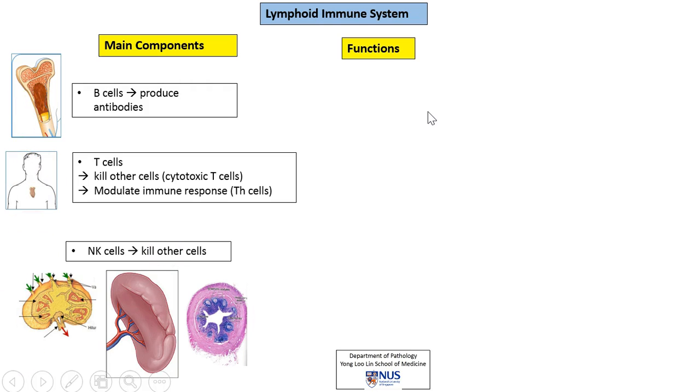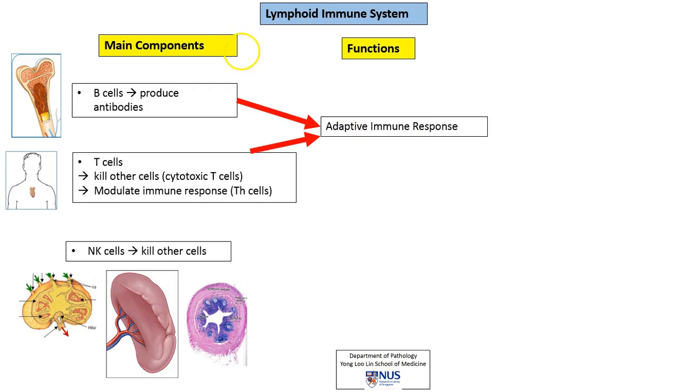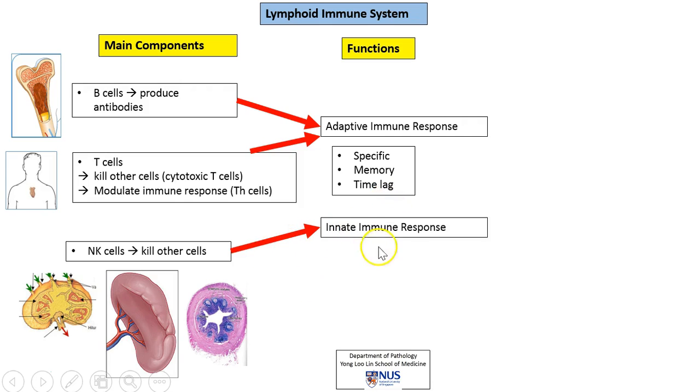Now, what is the function of the lymphoid immune system? Well, if you recall a little bit of your physiology, the B and the T cells are part of the adaptive immune response. And just to recap, this is a specific immune response to specific pathogens or antigens. There is memory, and there is usually a little bit of a time lag, so it's not an immediate response. In contrast, the NK cells are part of the innate immune response, and this is not specific. It is the body's first line of defense, so it is pretty immediate, and there is no capacity for memory.